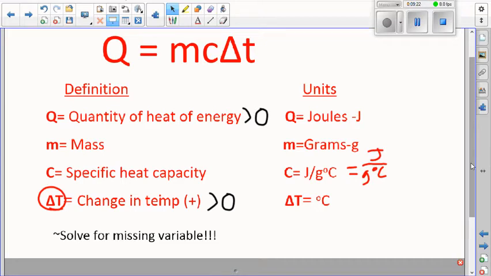So if I give you Q, M, and C, you're solving for delta T, and so on and so forth.